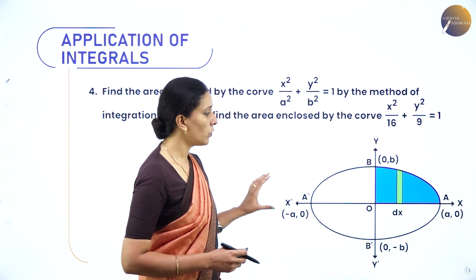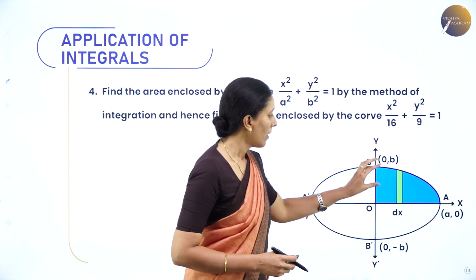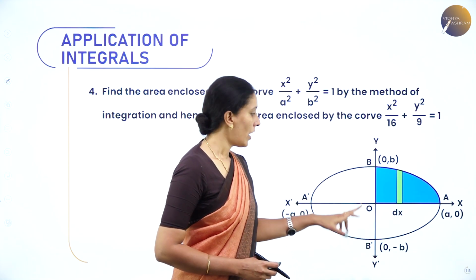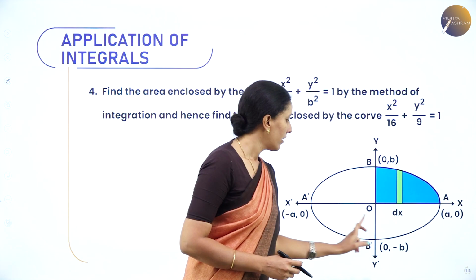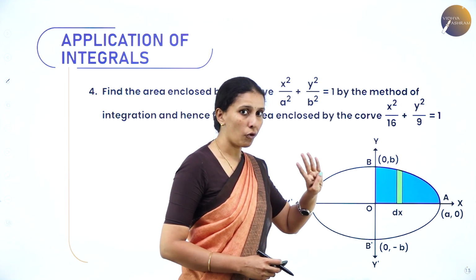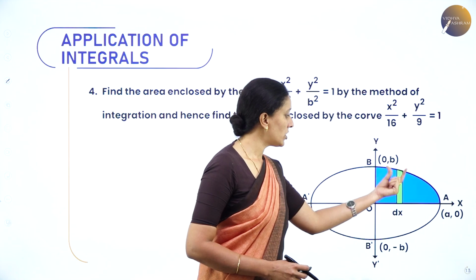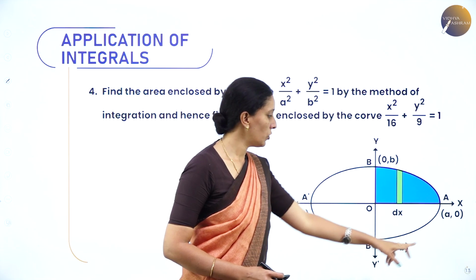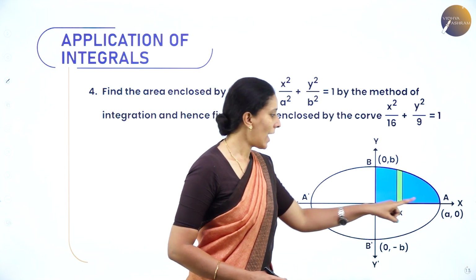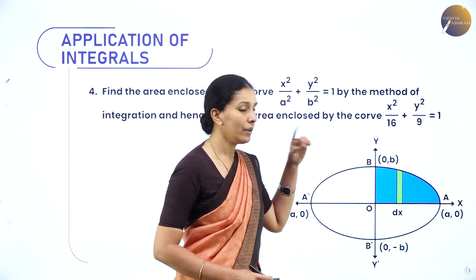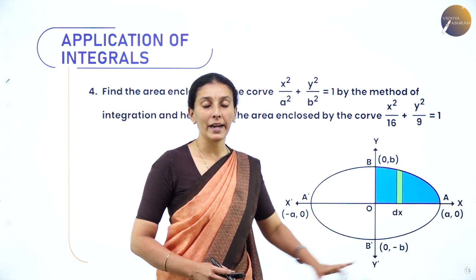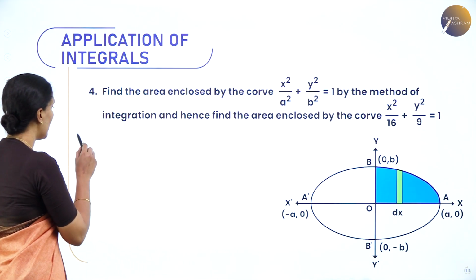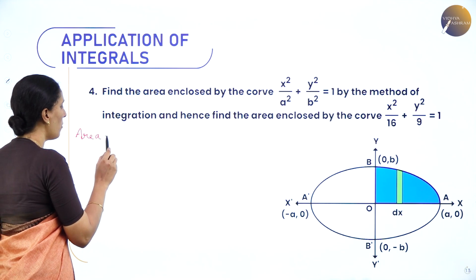But what I will do, we know that the ellipse is symmetric. That means the upper half of the area is the same as the lower half of the area. And each quadrant is exactly divided into 4 parts with equal areas. So just calculate the area in the first quadrant and multiply the value by 4, and you will get the entire area. So let's calculate only the area AOB and multiply by 4, which will give you the entire area of the ellipse.